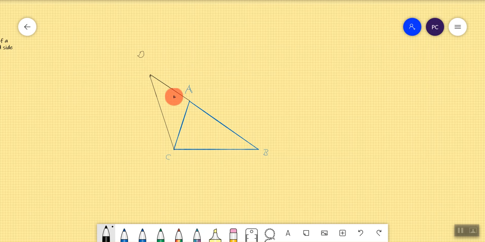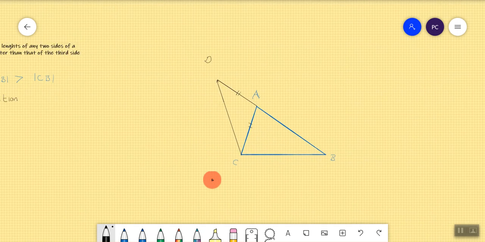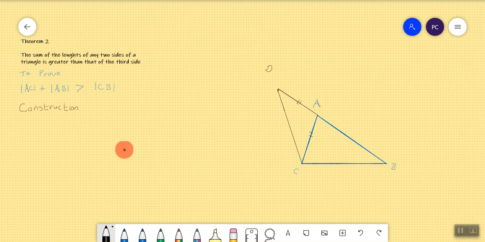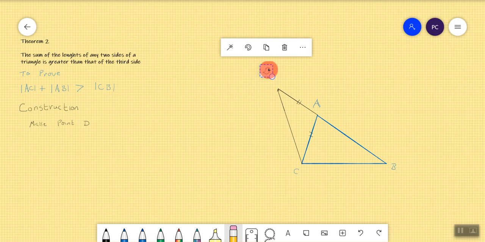So what we're saying is that this side here and this length are going to be equal to each other. You're drawing a point out here and making this length and this length equal to each other. So let's go back here. Make a point D. If I bring that in a bit closer, it might be easier. So this is point D.